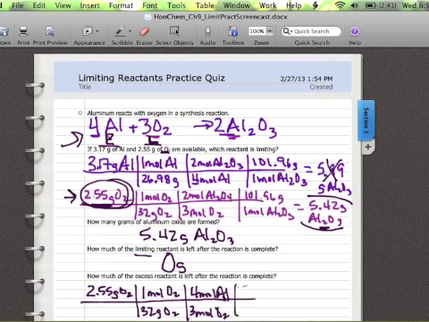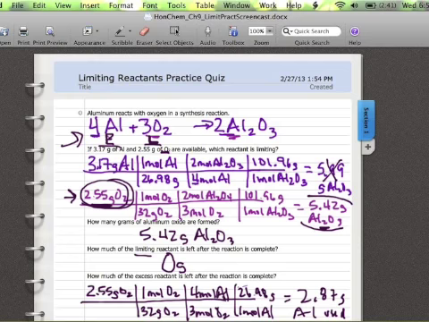And then my last step, just like always, is to go back to grams. So 1 mole of Al is 26.98 grams of Al. Then I'm going to do my calculation. And this tells me that I used 2.87 grams of Al. And again, that's how much is used.